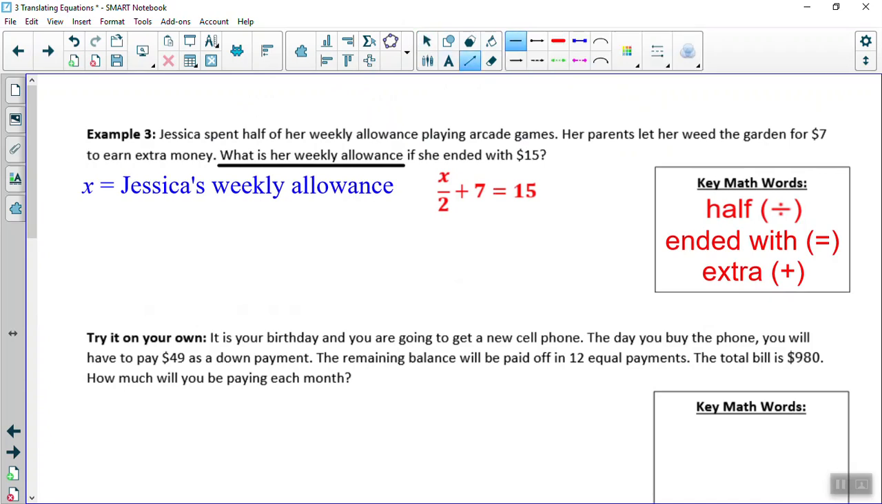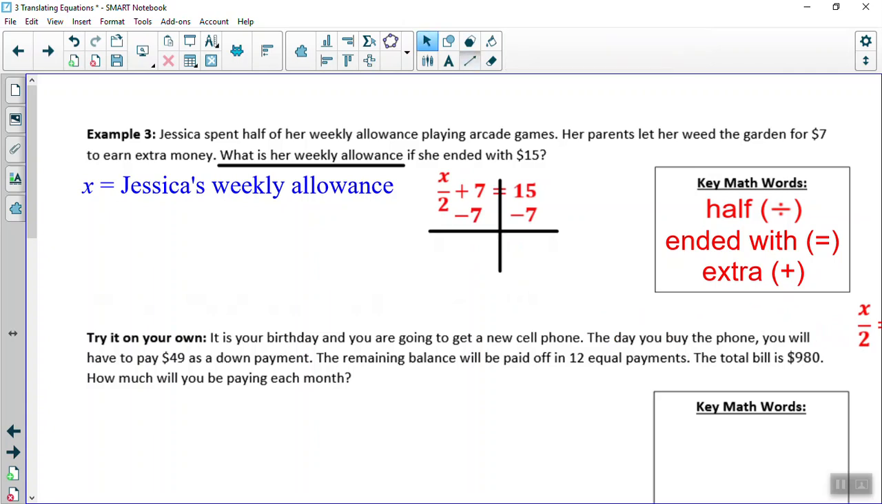All right, so I'm going to draw my line. And we want to isolate this term here with the variable. Even though it's division, it's still its own term. So I'm going to subtract 7 on both sides. I always like to draw a line there. And when I do that, that's going to cancel out my 7s. And then it's going to end up equaling this. So now I have x over 2 equals 8.